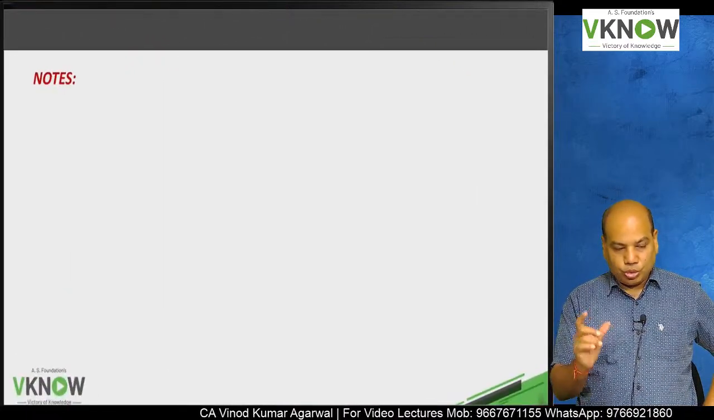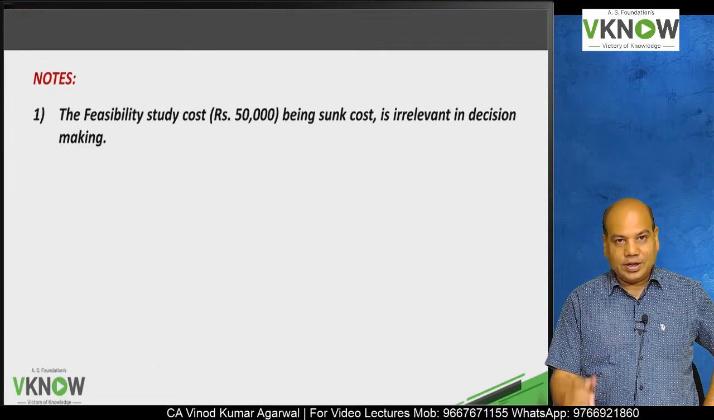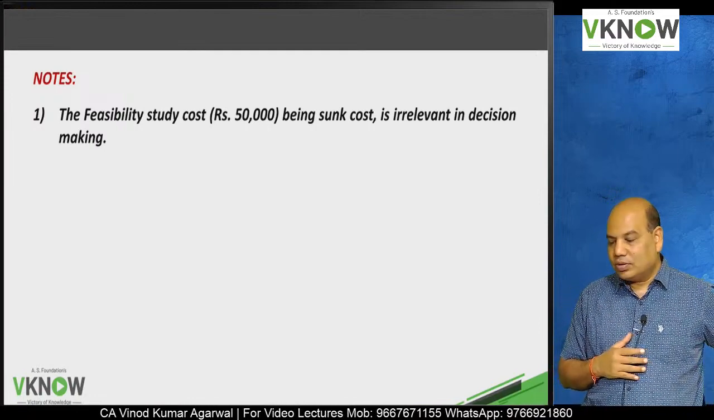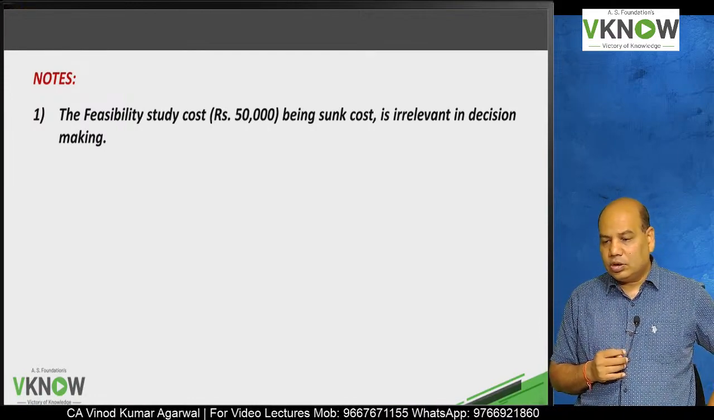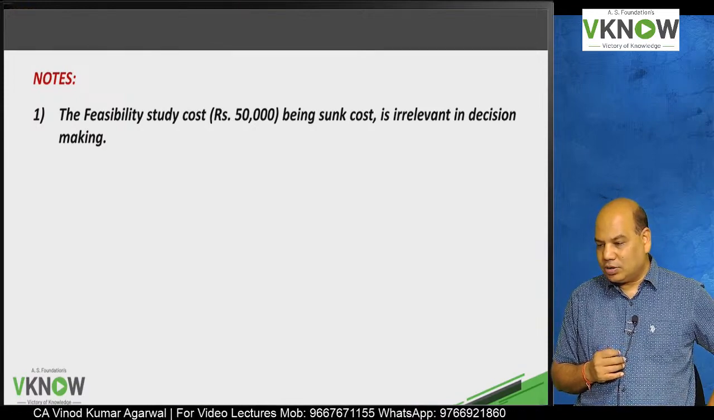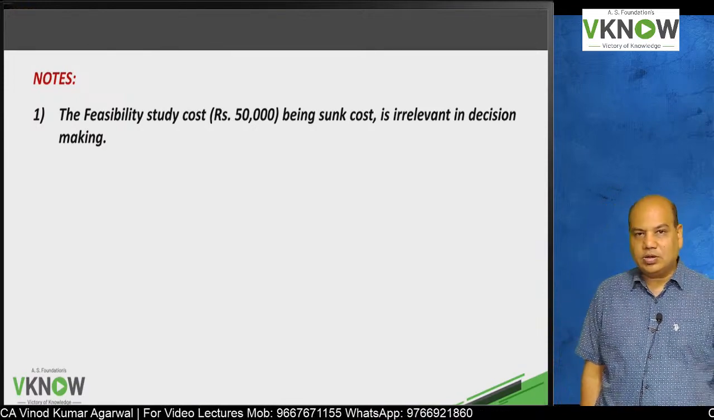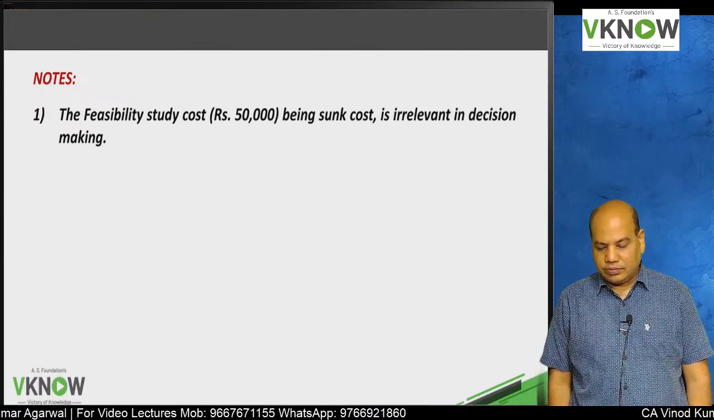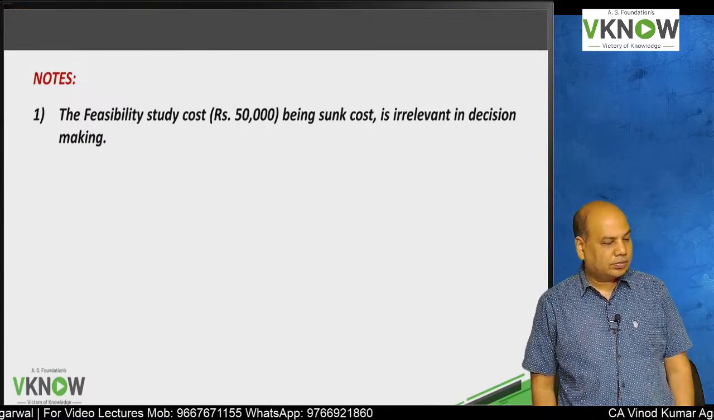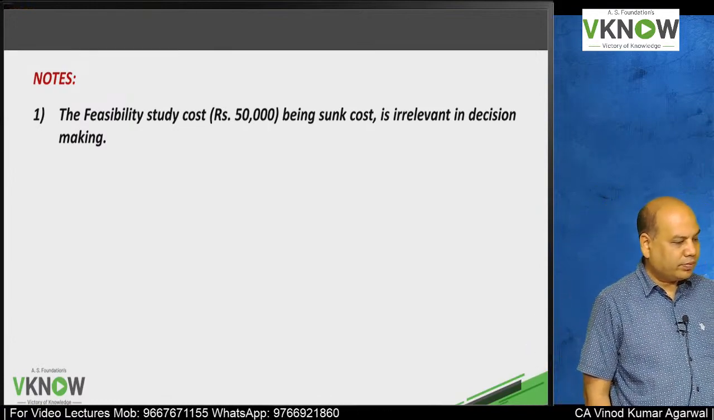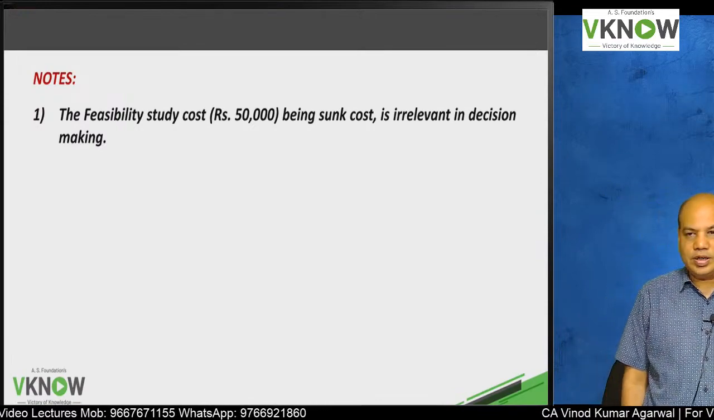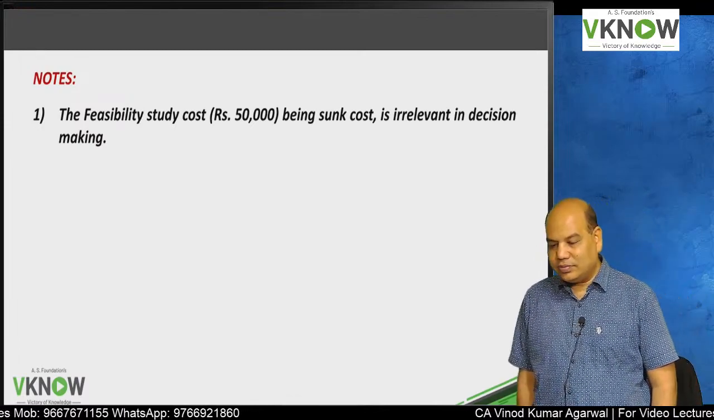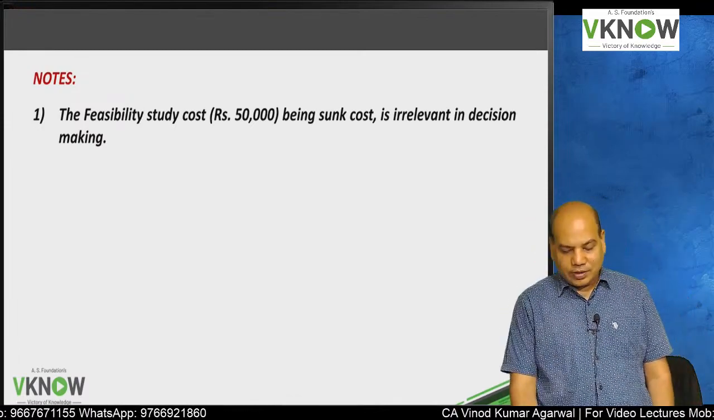Now write down notes. Some notes I will dictate in future. If you have doubt, first read the note. Note number 1: the feasibility study cost (in brackets, rupees 50,000, being sunk cost) is irrelevant in decision making. Sunk cost is irrelevant in decision making.